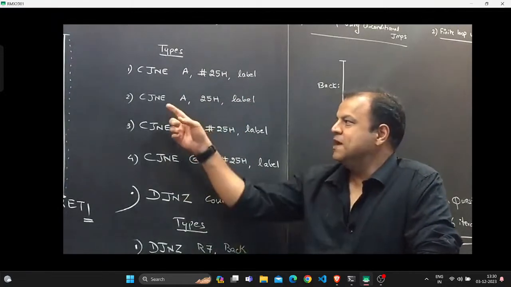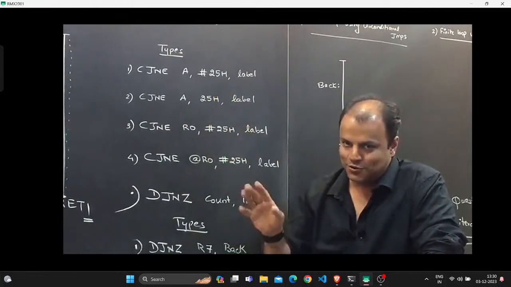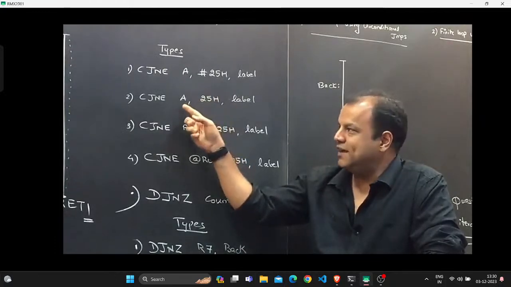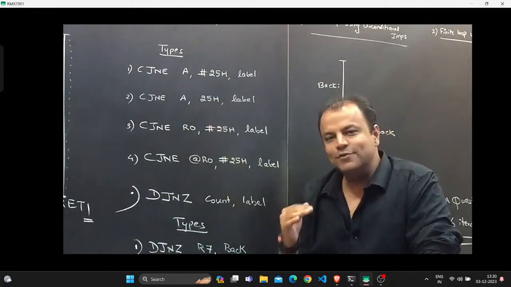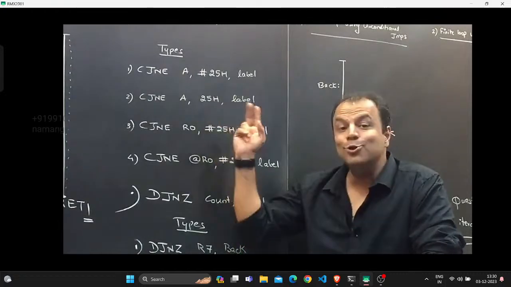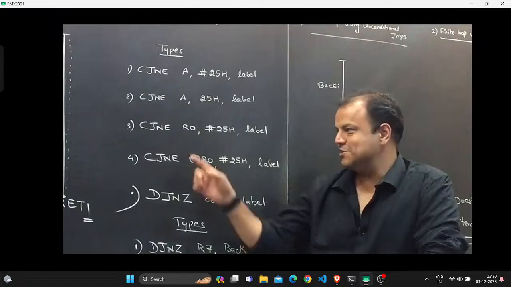Explain them by yourself. CJNE A, 25. Now, is there a difference between #25 and 25? Yes, I'm sure you know that. This is data 25, this is location 25. So it will compare A with the contents of the location 25. If A and contents of location 25 are not equal, program will take a jump to the label. Otherwise, it will go to the next instruction.